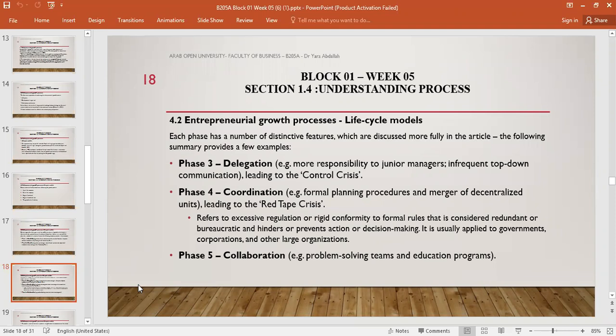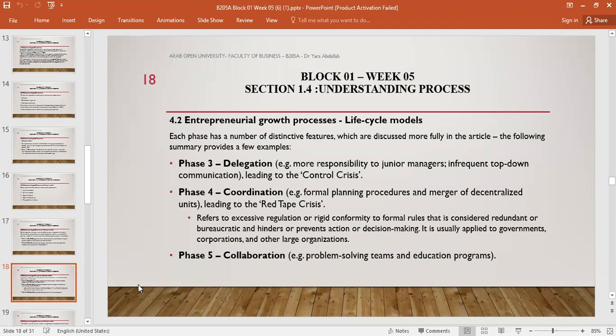What does it mean? It means that some people don't like to coordinate. They'd like to stick to the procedure. They'd like to follow rigid formal rules. They don't like to be flexible. Yes, I'm going to apply the formal rules, but with flexibility. They don't like to do this. And by this way, they will apply bureaucracy. And this is why the red tape crisis can appear in this phase.